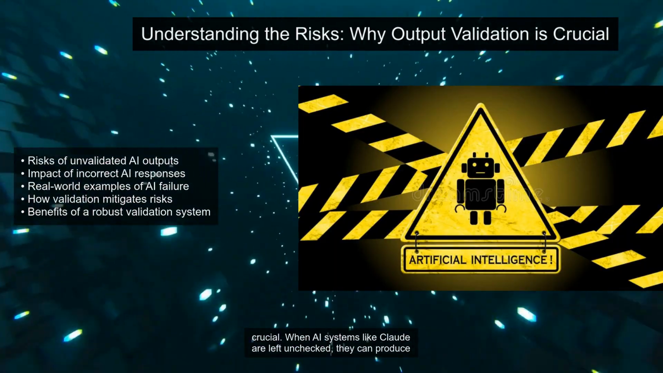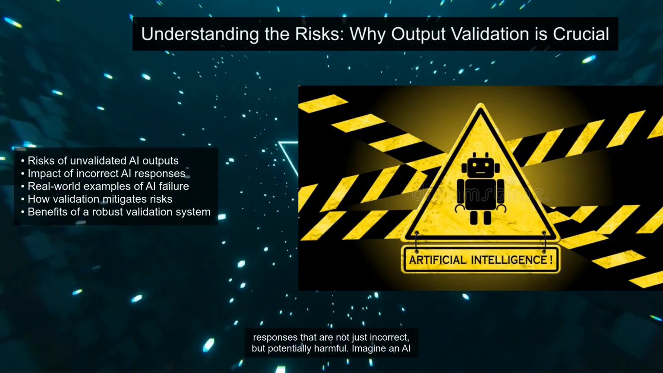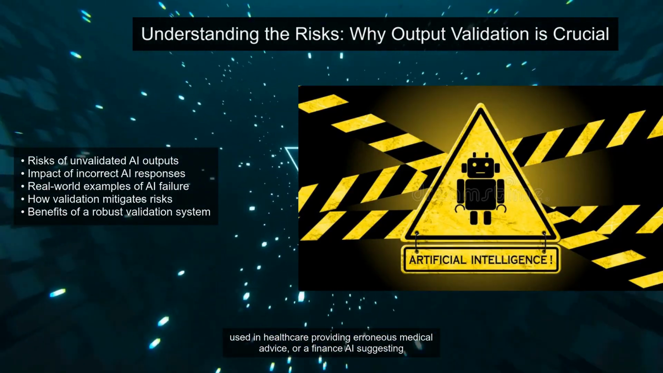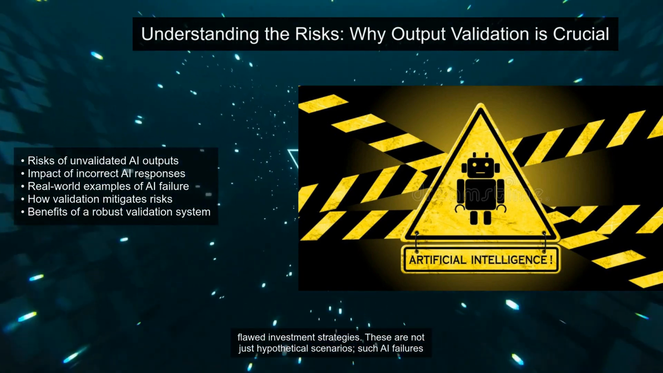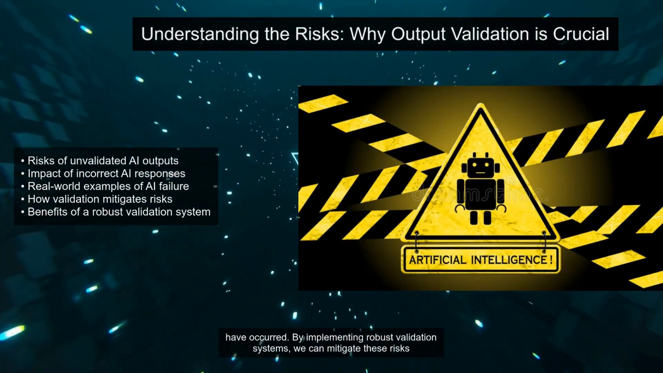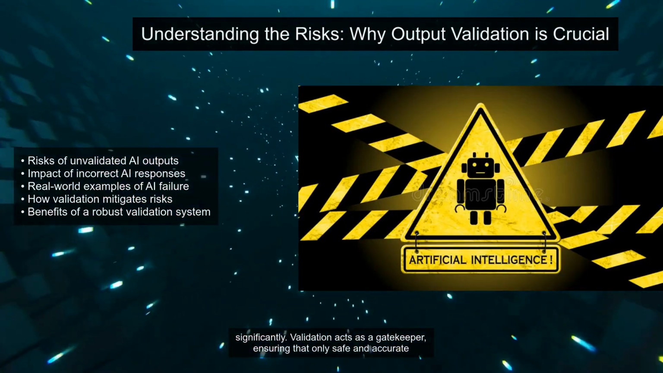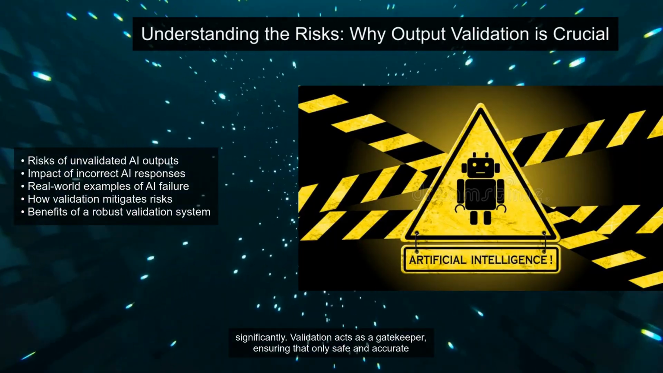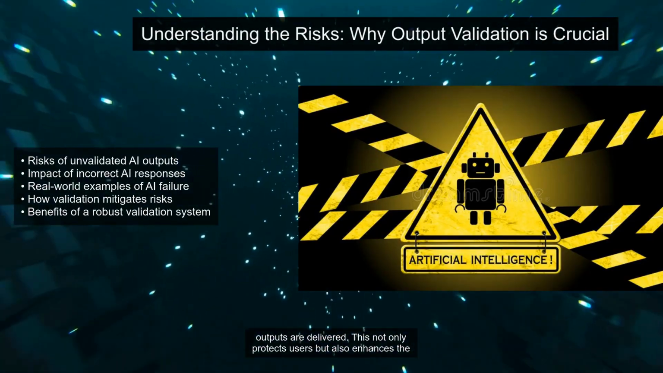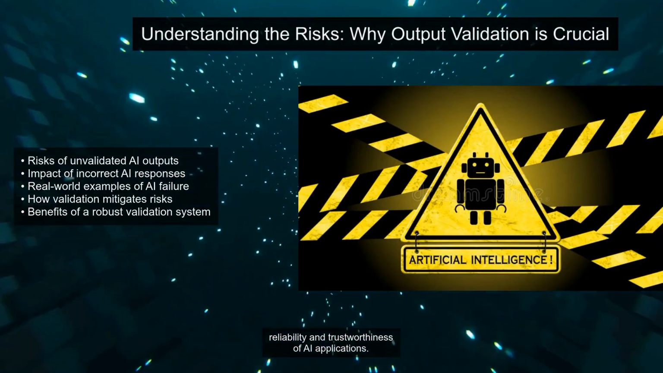Before we delve into coding, let's understand why output validation is so crucial. When AI systems like Claude are left unchecked, they can produce responses that are not just incorrect, but potentially harmful. Imagine an AI used in healthcare providing erroneous medical advice, or a finance AI suggesting flawed investment strategies. These are not just hypothetical scenarios, such AI failures have occurred. By implementing robust validation systems, we can mitigate these risks significantly. Validation acts as a gatekeeper, ensuring that only safe and accurate outputs are delivered. This not only protects users but also enhances the reliability and trustworthiness of AI applications.